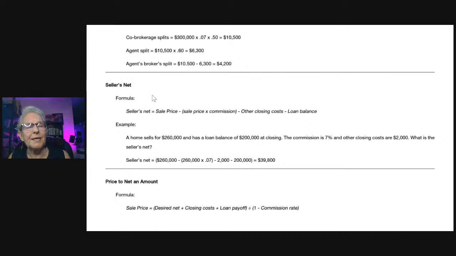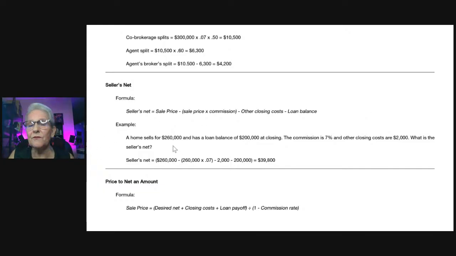So the seller's net is the sales price minus the cost of sale. The cost of sale is all the expenses that are paid: commission, title company, title commitment, survey, appraisal. It depends if they're contributing for closing costs, contributing for repairs. Those are all expenses, okay? And everything's negotiable between the seller and the buyer.